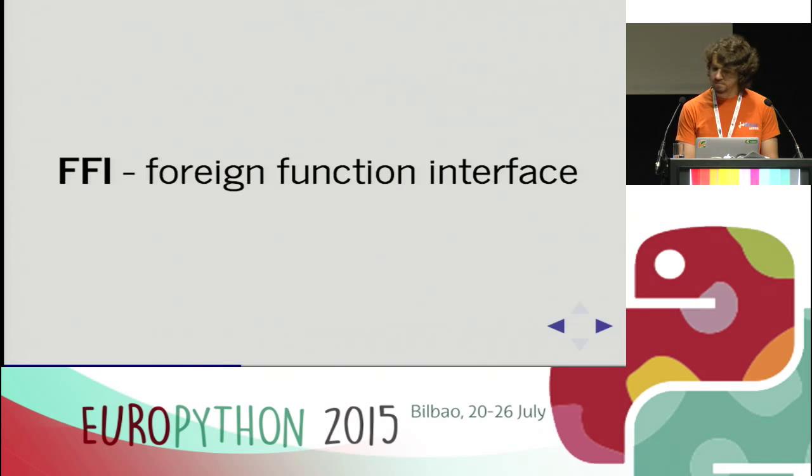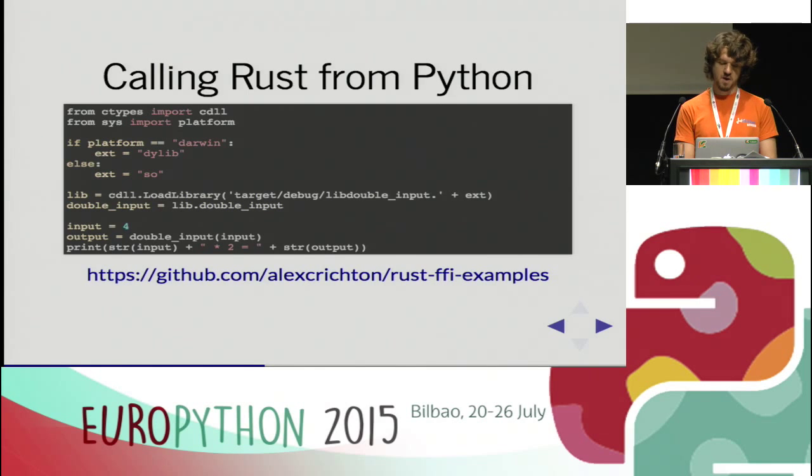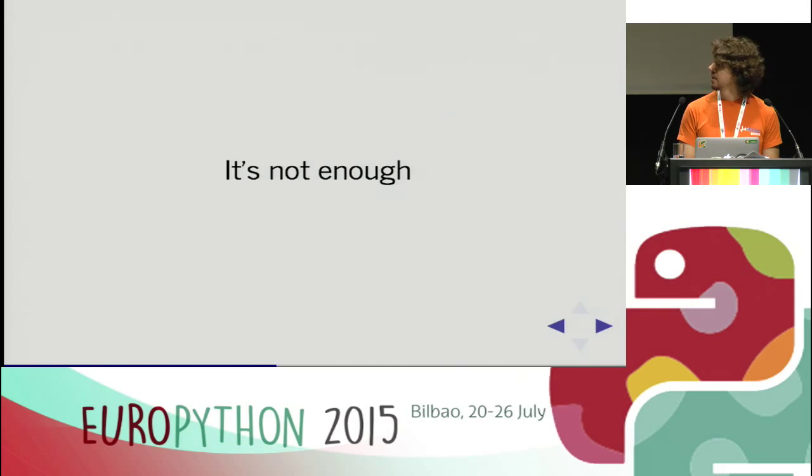Yes, but if you search the internet about communication between Rust and Python, you'll quickly find some tutorials about foreign function interfaces. You will even find examples like this. These examples are quite clear and simple, and they work if you try. So this allows you to call Rust code from your Python code. But it's not enough.